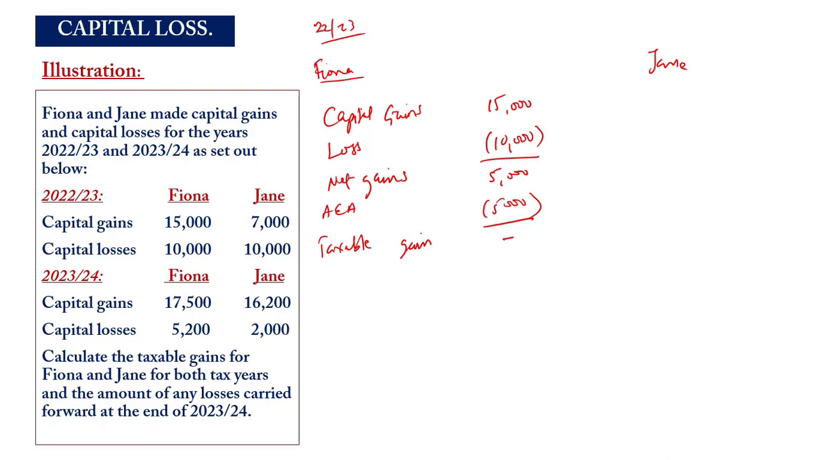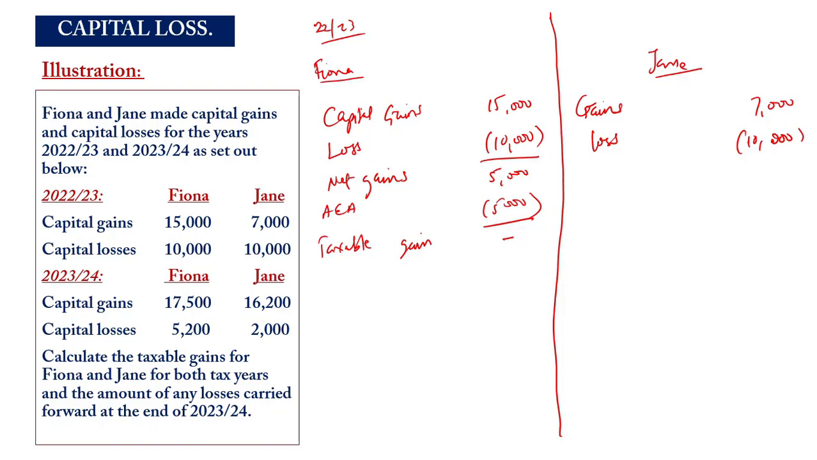Now when we come to Jane, she had capital gains of £7,000. Then she had a loss in the same year of £10,000. So there's going to be a net loss of £3,000. So you realize that here too, Jane has wasted her entire annual exempt amount.